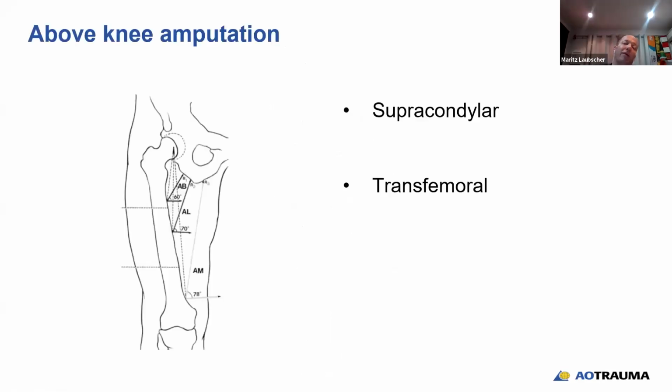When it comes to above knee amputation, there's really two levels: supracondylar and transfemoral. The supracondylar level is preferred because you retain most of the muscle attachments on your femur. That's not always possible. Sometimes you have to do a transfemoral amputation, which we'll discuss now.